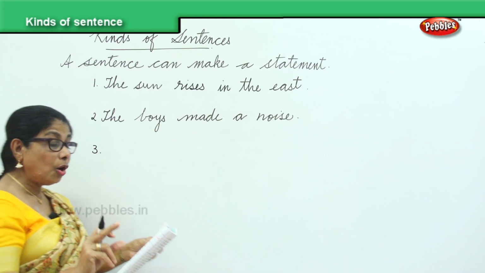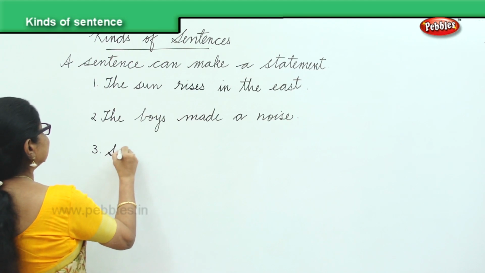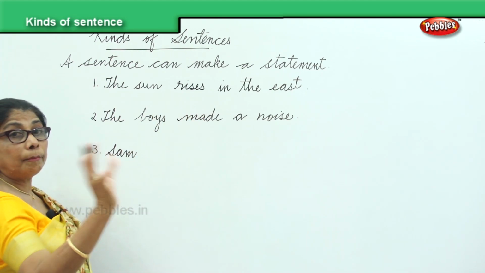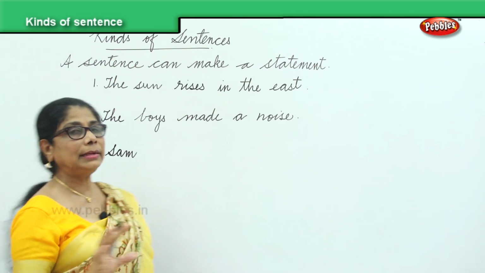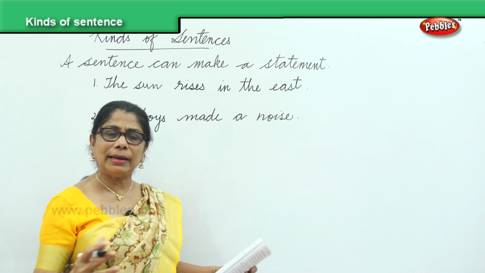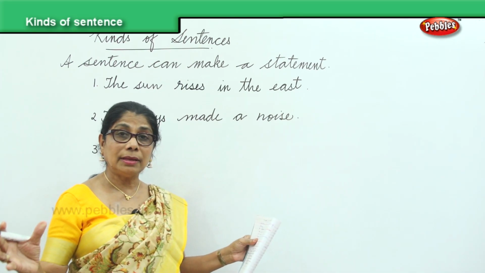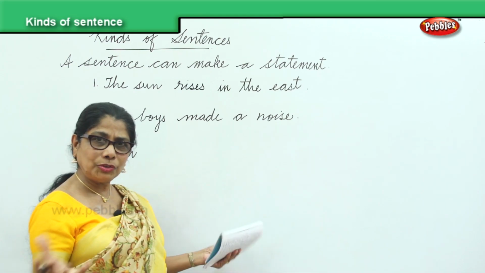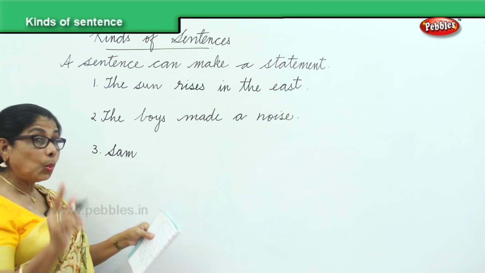Sam will not visit us today. A statement can be right or wrong, positive or negative. Okay. Now, the sun rises in the east. I can also make another statement. The sun does not rise in the south. Statement. Positive, negative. Okay.